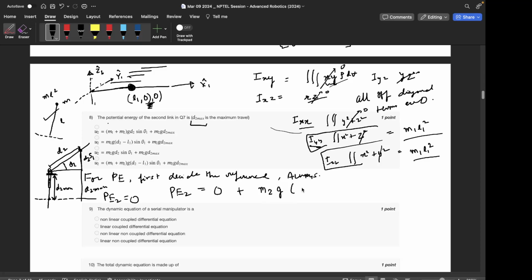What is the h from the reference? It's first d2 max, and then an extra d2 sine theta 1. So this part will be the potential energy of the second link for this reference, and it matches, I think, the third option: m2g d2 sine theta 1 or m2g d2 max. Any questions in potential energy computation?